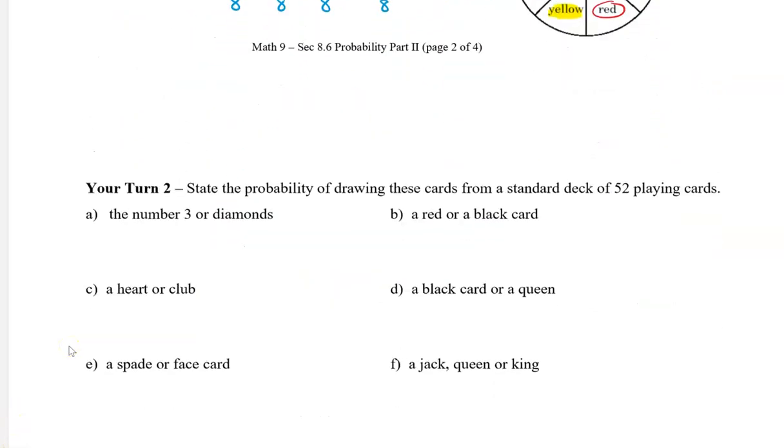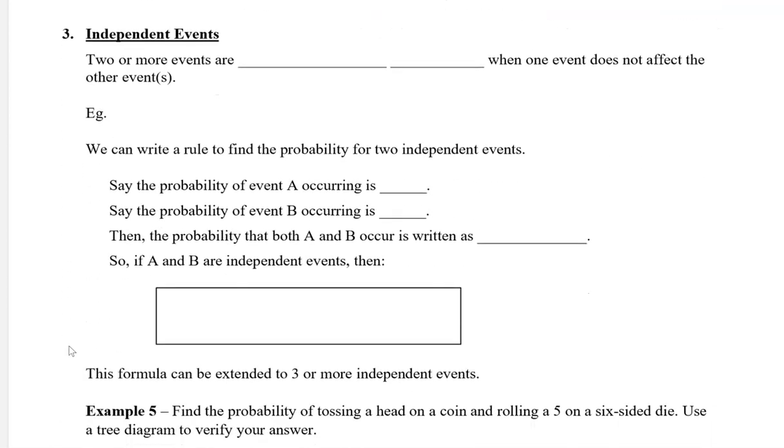The last type of question I want to take a look at are called independent events. So 2 or more events are independent events when one event does not affect the other event. So for example, picking a card from a standard deck of cards and then rolling a die. One does not affect the other one.